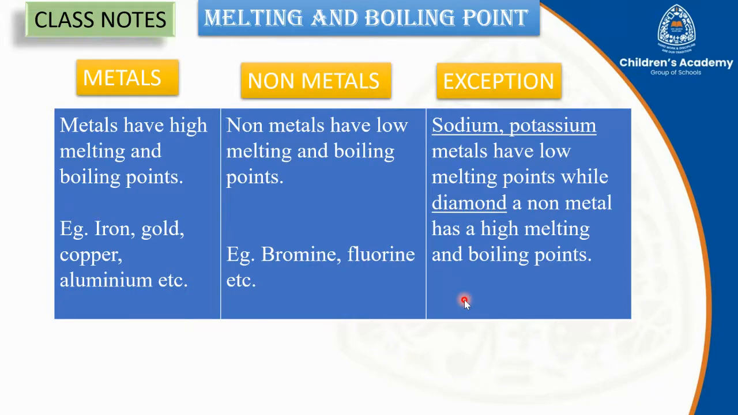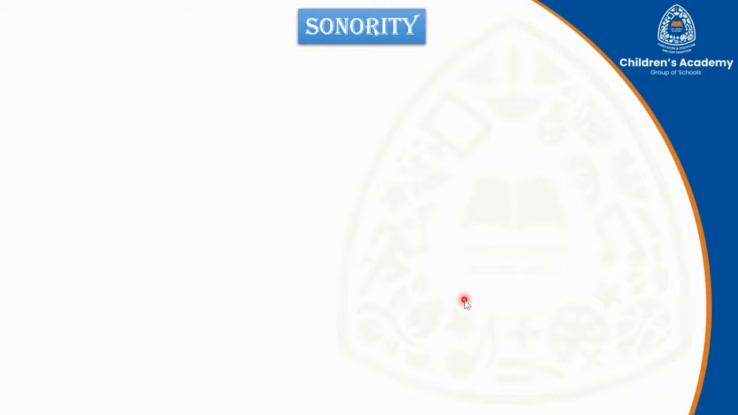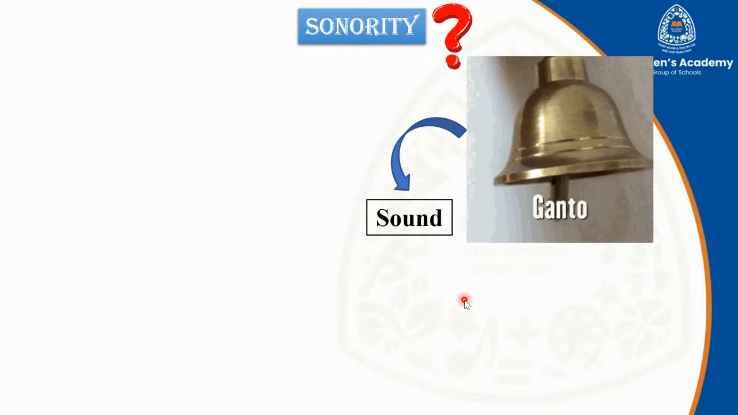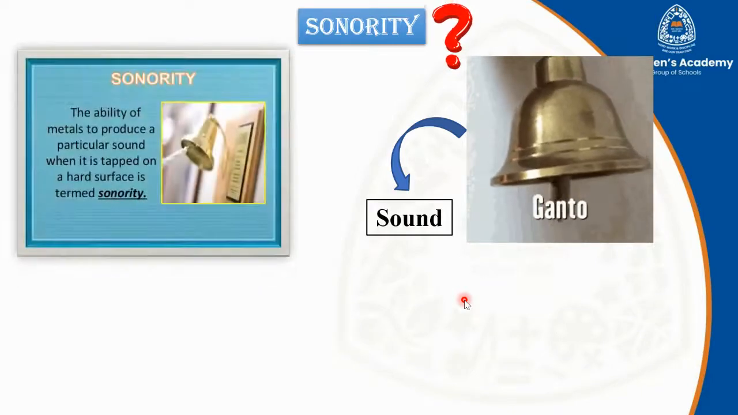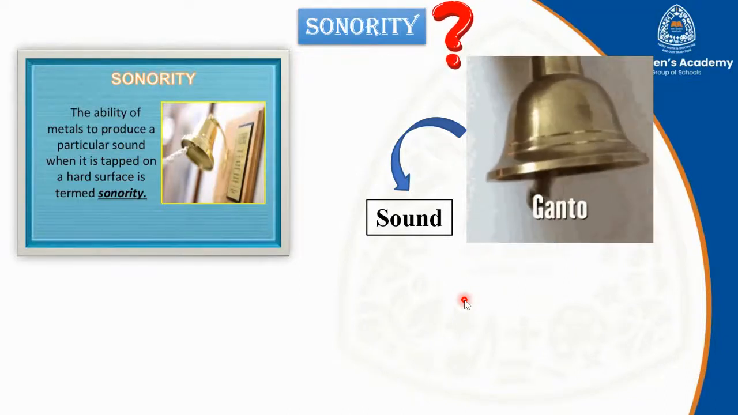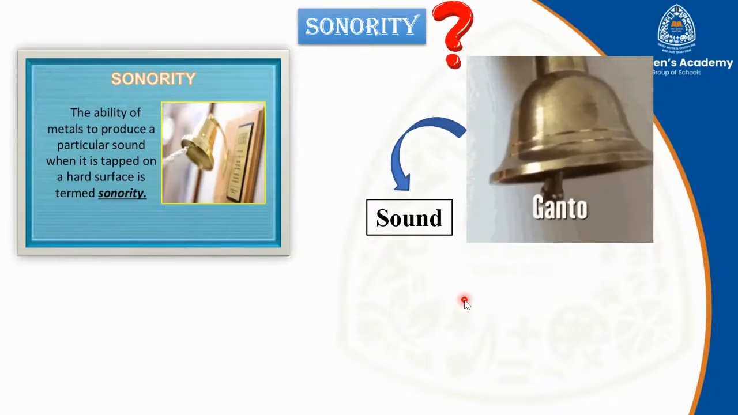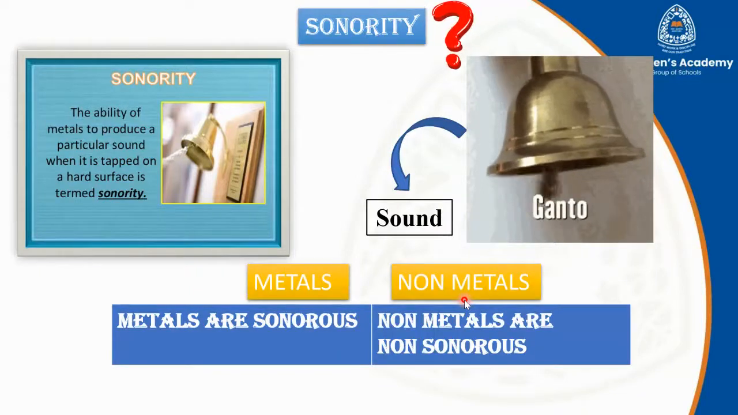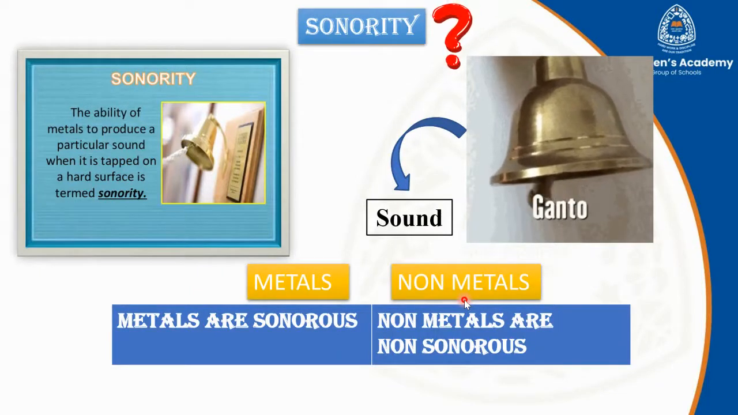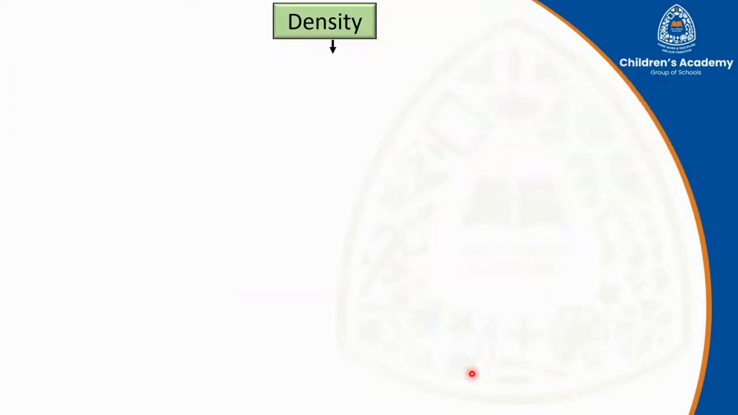Look over the eighth property, that is sonority. What do you mean by the term? Yes, the ability of metals to produce a sound when tapped on a hard surface is termed as sonority. Note down the meaning of sonority. Metals are hard and therefore are sonorous, while non-metals, being brittle, liquids, gases, are non-sonorous. Note down the points. Now it's the time for the last property, which is density.